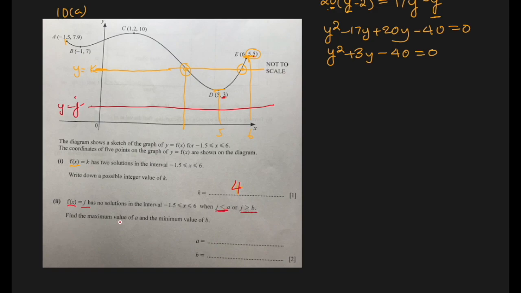So find the maximum value of a and minimum value of b. So maximum value of a could be 3, because under 3 you have no solution. Yes or no? So less than a is 3. Greater than b means it can be more than 10. If the line is here, again it does not have any solution. So if j is greater than b, that b could be 10. These are the two possibilities for the values of j.